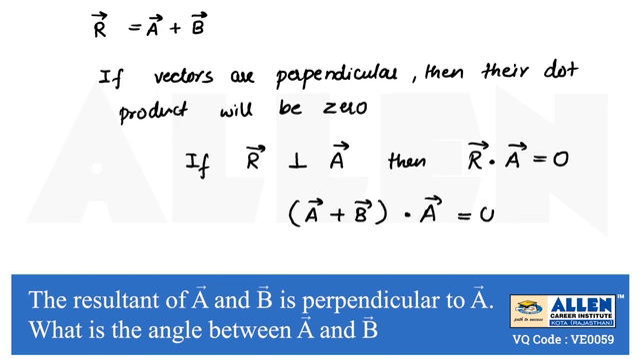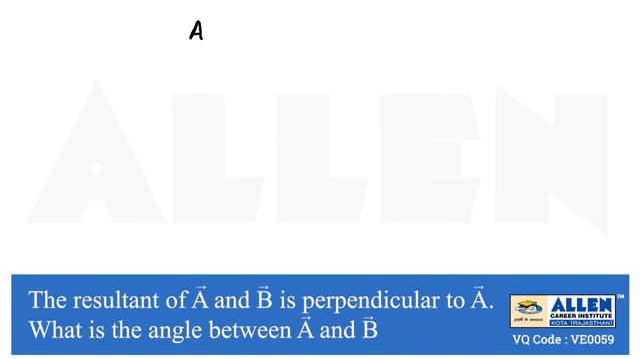Now we will open this bracket, then we will get A vector dot A vector plus B vector dot A vector equal to 0. And here we will use the property of the dot product, where a self dot product produces a result equal to the square of its own magnitude. Means if we take the dot product of A vector with itself, that is A vector dot A vector, its result will be the square of its magnitude, that is A square.